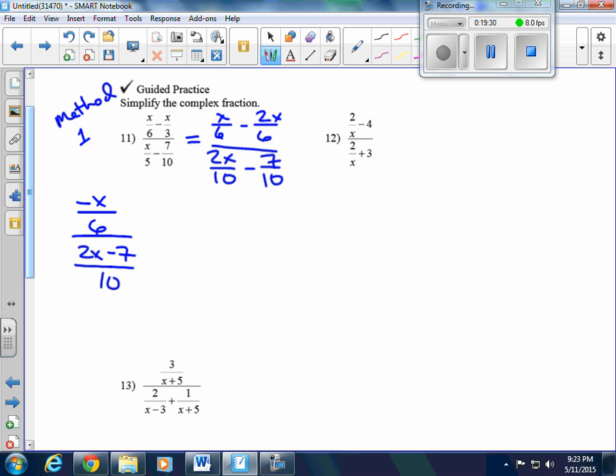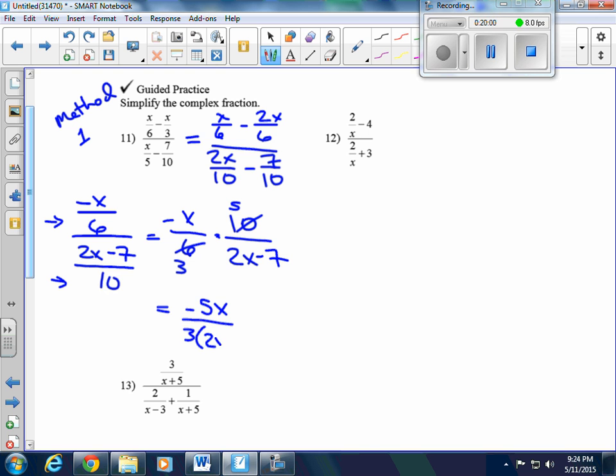So now I have 2 fractions. And method 1 will always give us this. We'll have 2 different denominators here and here. And remember, it's just like multiplying by the reciprocal now. And so now we see, is there anything that we can do to reduce this? And I can take a 2 out of both of those. And so our simplified answer is going to give us negative 5x over 3 times 2x minus 7. So that's how we would do the problem using method 1.